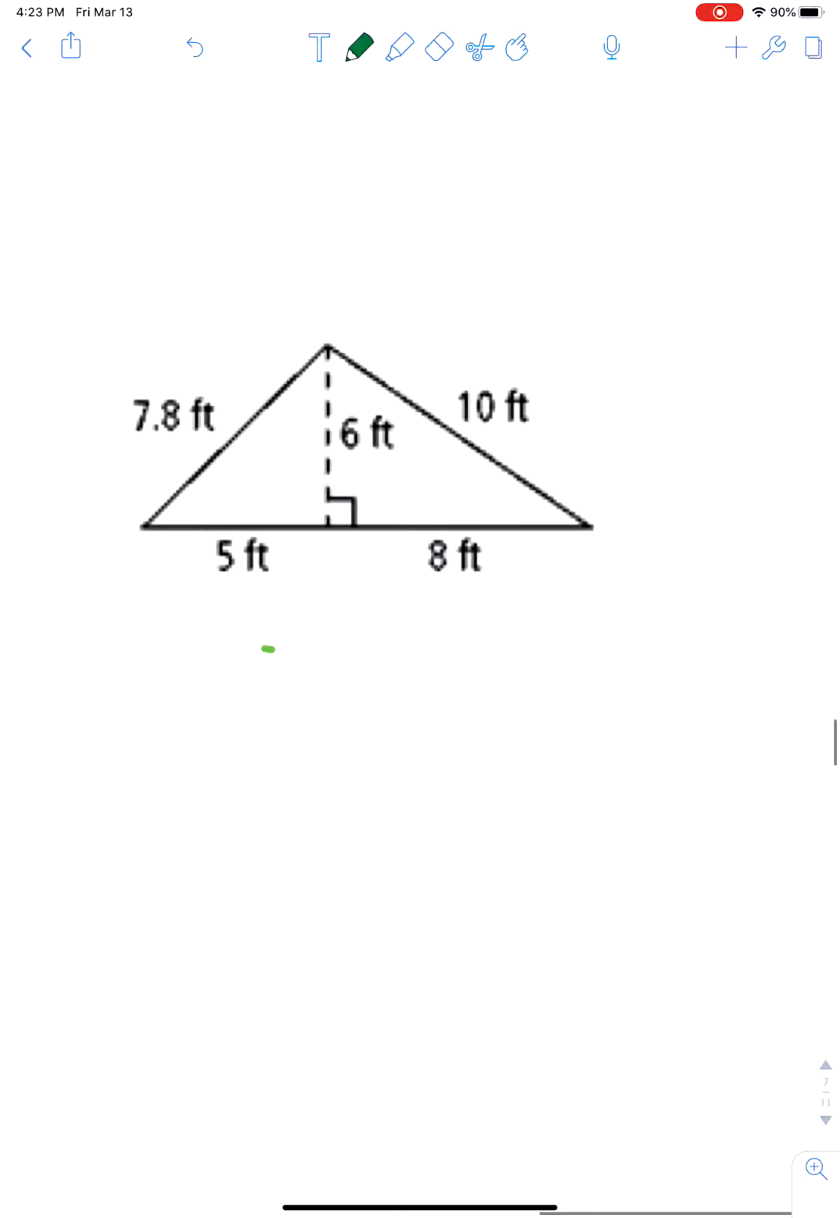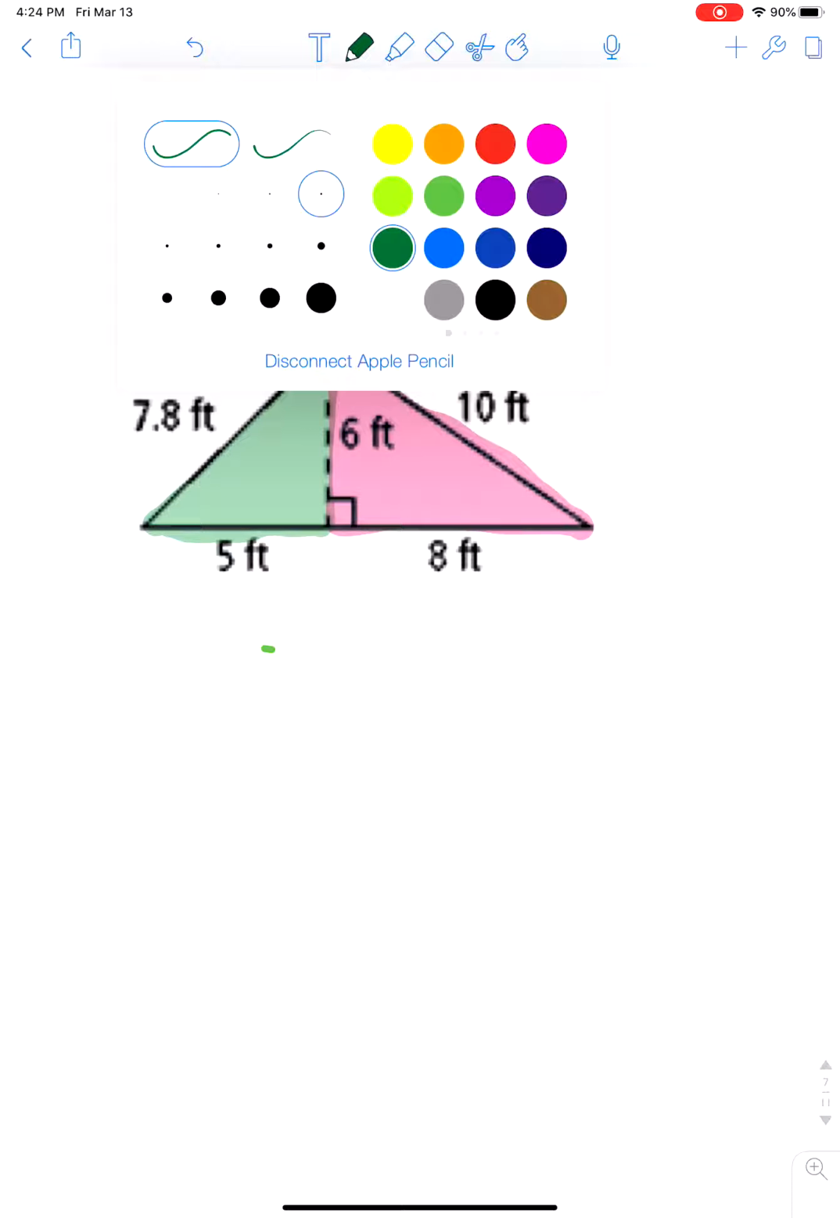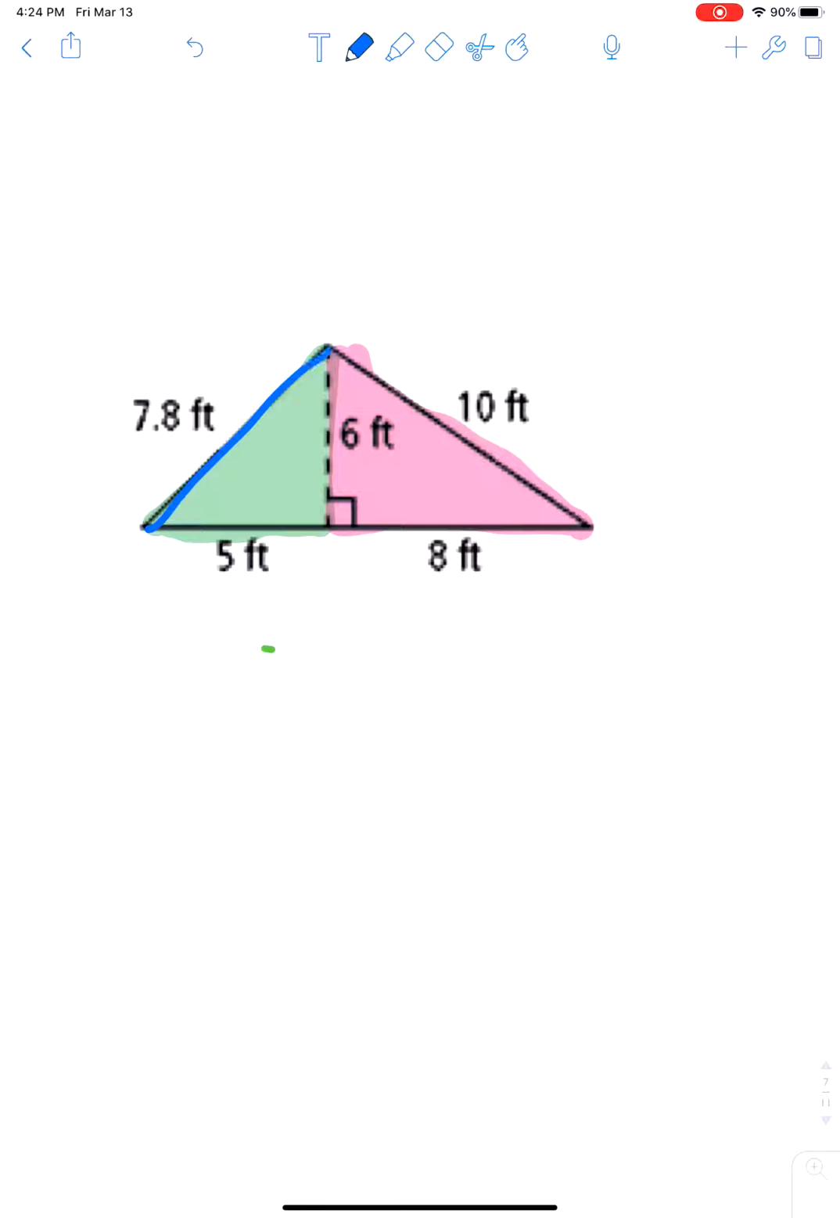So same thing over here. This time, if you'd like, you can do two separate triangles, the green one and the pink one. Ooh, my two favorite colors. Or you can look at it as one entire whole triangle, like I'm drawing in blue. So I'm going to go ahead and do the whole thing.